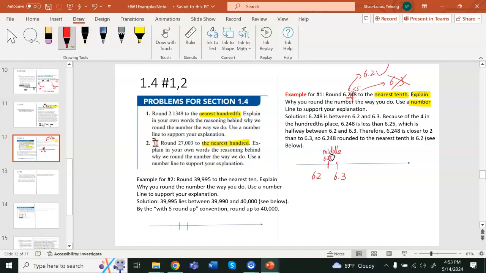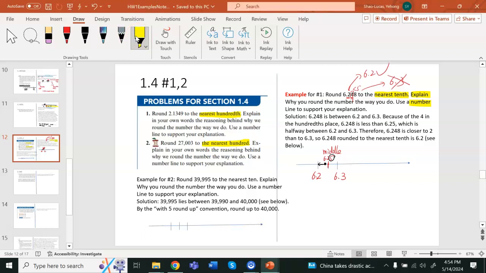And now 6.24, because 4 is less than 5, tells us the point has to be to the left of the middle. Smaller numbers are to the left, right? So that tells us it's closer to 6.2 than to 6.3. So the explanation you give cannot be just because 4 is less than 5.